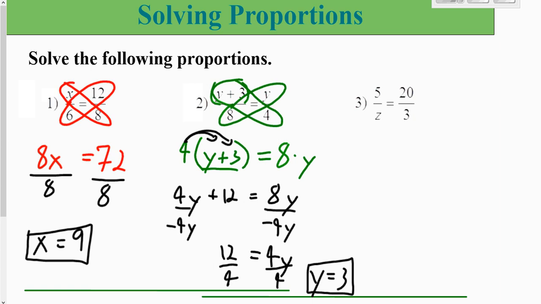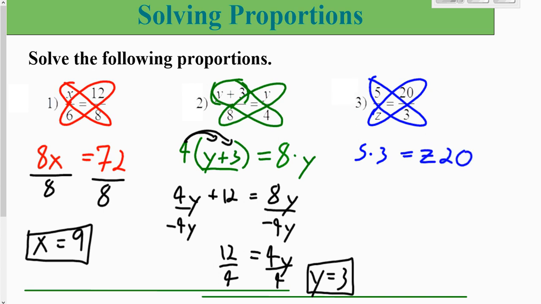All right, our last one, we're going to do 5 times 3 is equal to z times 20. And again, simplify my left, I get 15 is equal to 20z. Trying to get z by itself, I'm going to divide that out.